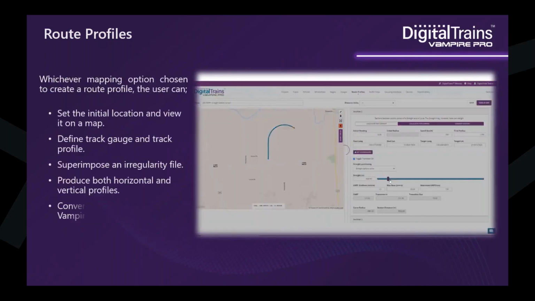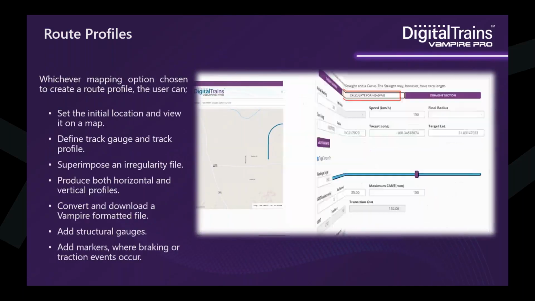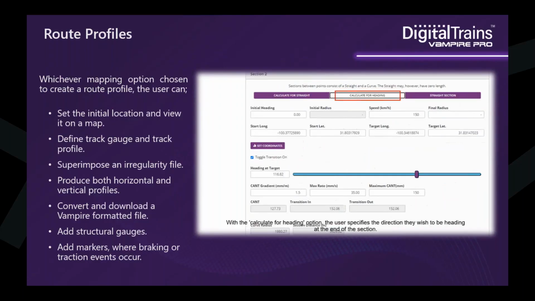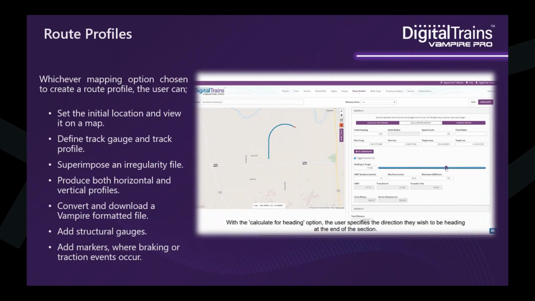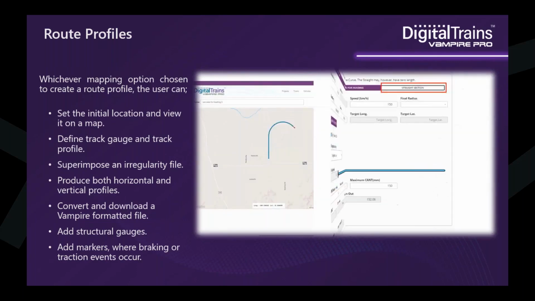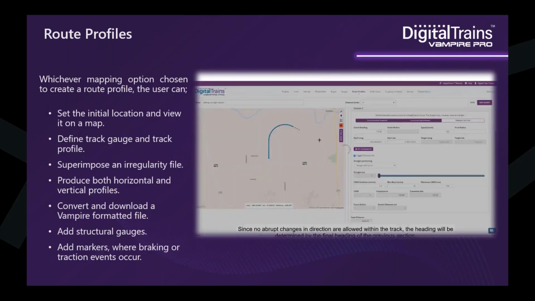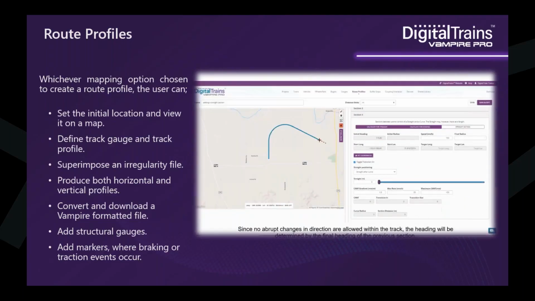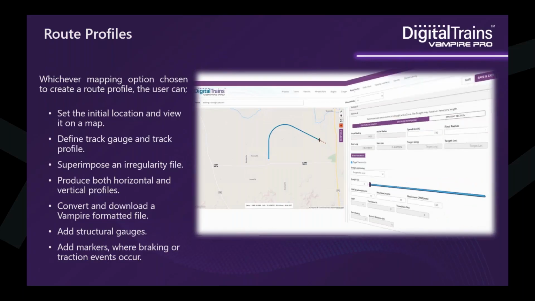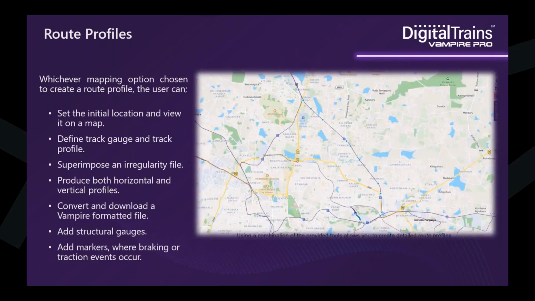So whichever mapping option is chosen by the user to create a route profile, he or she can do the following. They can set the initial location and view it on a map. They can define track gauge and track profile. They can superimpose an irregularity file. They can produce both horizontal and vertical profiles. They can convert or download a Vampire formatted file. They can add structural gauges, or they can add markers where braking or traction events occur.